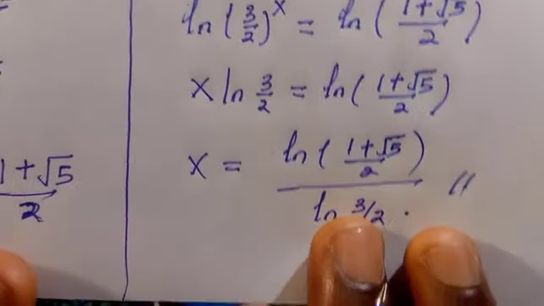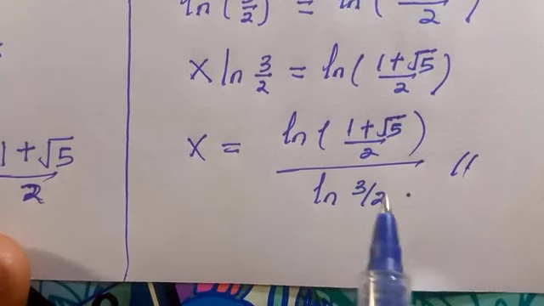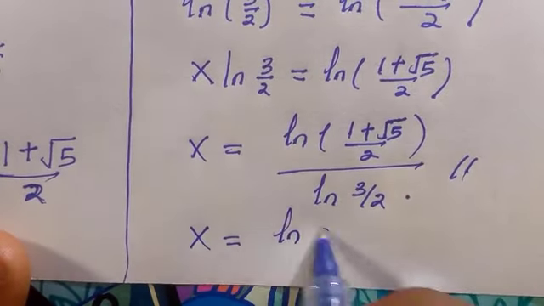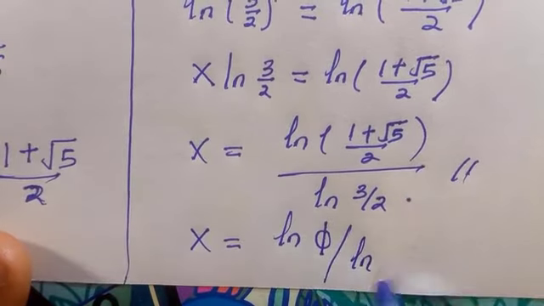This gives the answer, and we can also leave it as, 1 plus root 5 over 2 is the golden ratio, which is 5. So therefore we still have x equals ln 5 divided by ln of 3 divided by 2, which gives the answer.